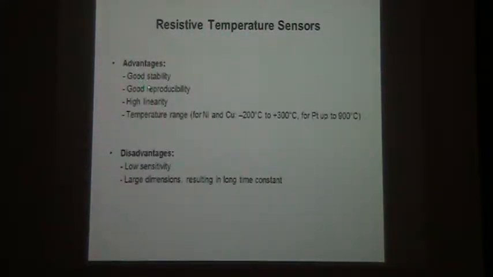So in general, they are characterized by good stability, good reproducibility in the case of platinum, worse for nickel and copper, and high linearity in the case of platinum. The temperature range for nickel and copper is minus 200 to plus 300, and for platinum, of course, up to 900 degrees centigrade.